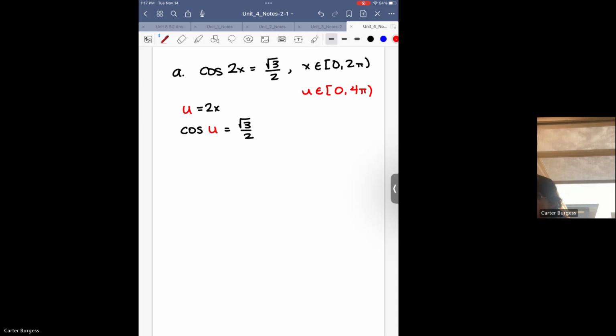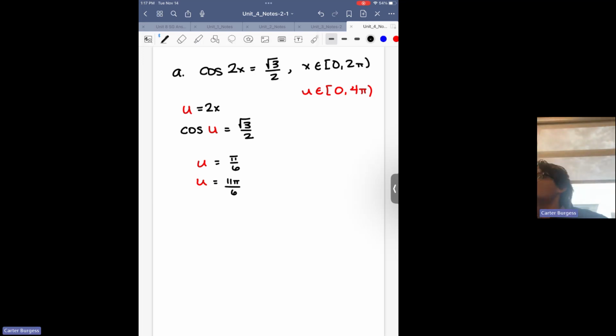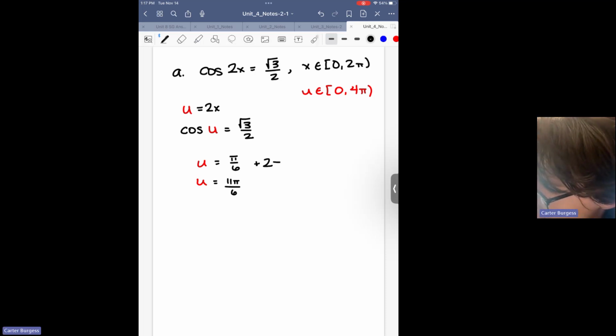All right. We'll deal with that 4 pi here in a second. We're going to need to reformat it to make it look a little bit prettier. But for now, let's deal with the unit circle question. Cosine of u equals root 3 over 2. What do I get for my possible values of u here? So pi over 6 and 11 pi over 6. And then what do I have to do to each of these to account for coterminal angles? Plus 2 pi k to both of them.